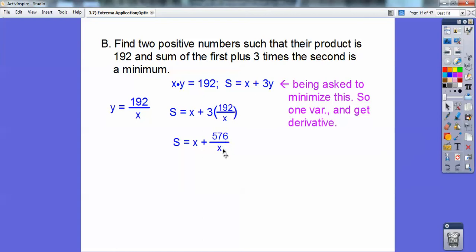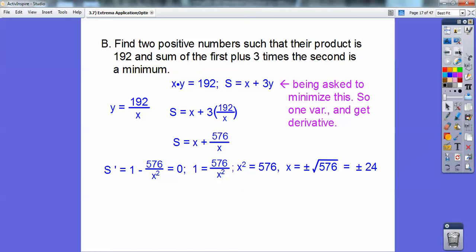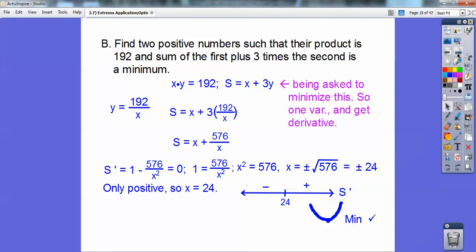Now this is 576x to the negative 1. So when I derive this, I get 1 minus 576x to the negative 2. You okay with that? Set it equal to 0, and then cross multiply. x squared equals 576, so you get plus or minus 24. Now it said positive number, so I can disregard the minus 24, so it's only positive, so x equals 24. Make a number line and test.